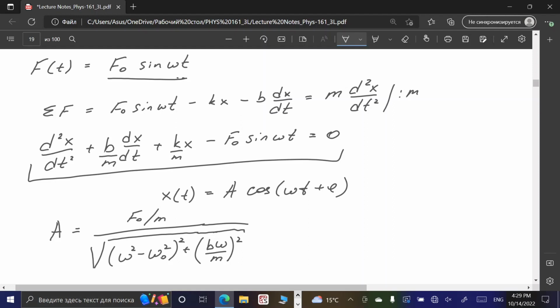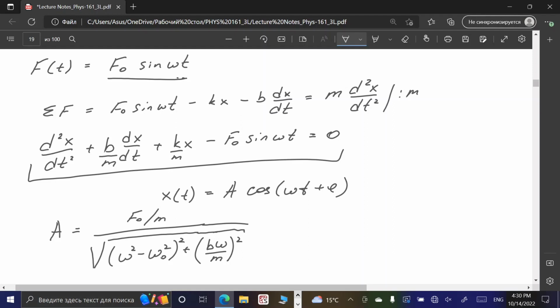And second thing, if we take a look at the expression for amplitude, it will be constant over time. So you see here we don't have any time as an independent parameter, so this will not be a function of time.